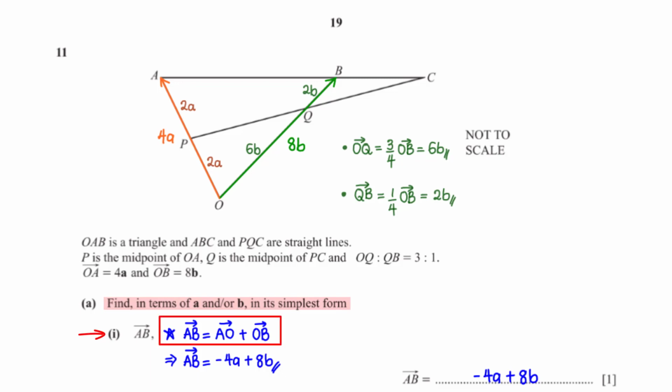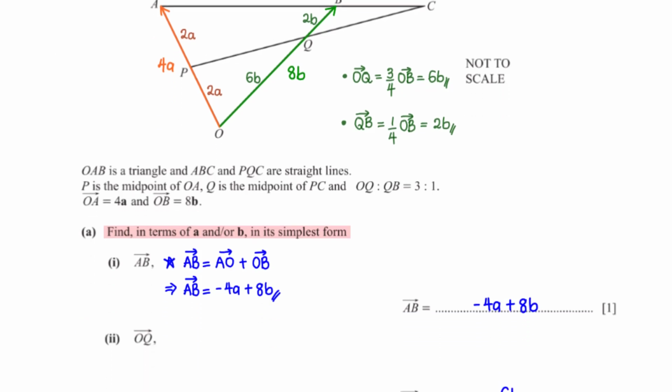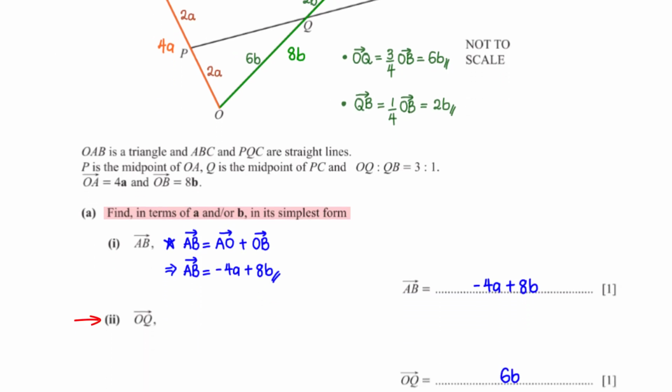AB can be expressed as AO plus OB. AO is minus 4a and OB is 8b. And so our final answer is negative 4a plus 8b. Find OQ. We were given the ratio OQ is to QB equals 3 is to 1. This means OQ is 3/4 of OB, which is 8b. 3 over 4 times 8b is 6b.